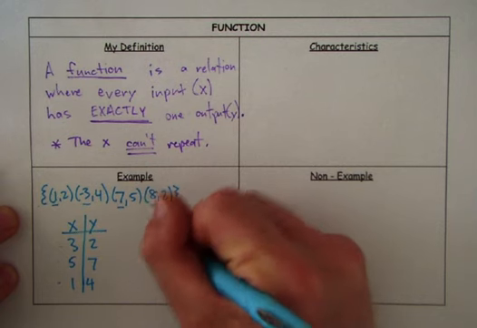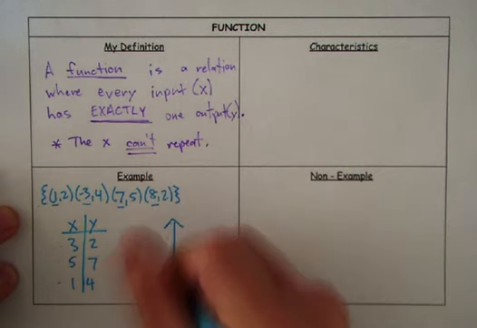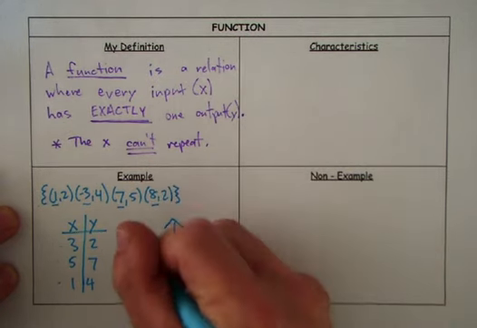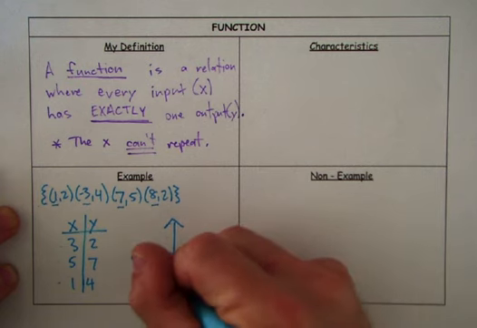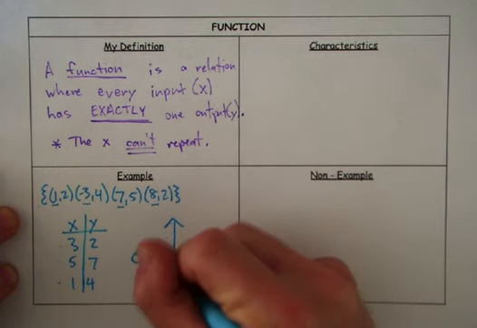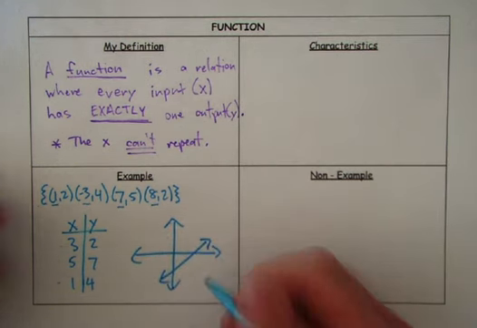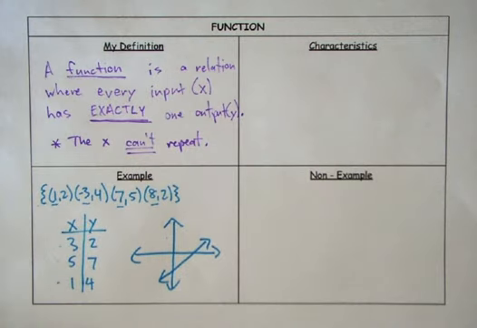We could also have a graph. Okay? Great example. We're going to be talking a lot in our next unit about lines. Actually, it's exclusively about lines. A line like this would be a function. That would be a function. Okay? Why is that a function?